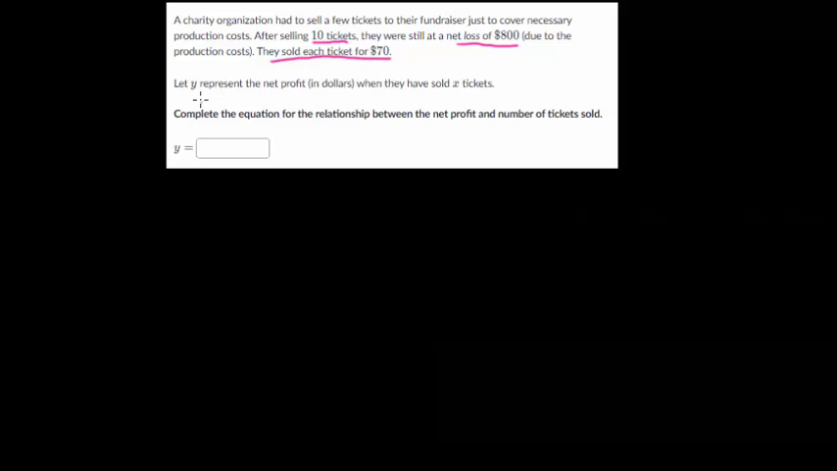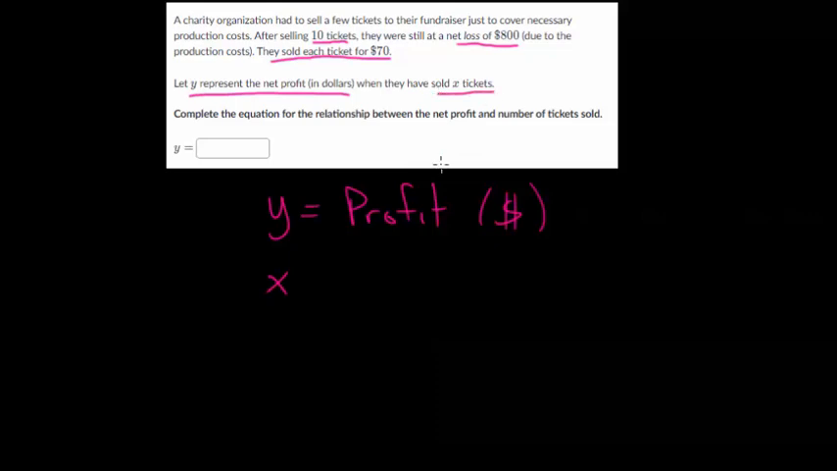So we need to define our variables first. We're going to say Y represents the net profit in dollars. So Y is the profit, and again, our units are going to be dollars here. And then X is the number of tickets. So I'll just write number of tickets for that. And we need to complete the equation between that net profit and the number of tickets sold.